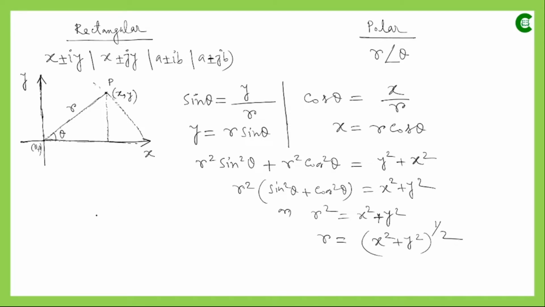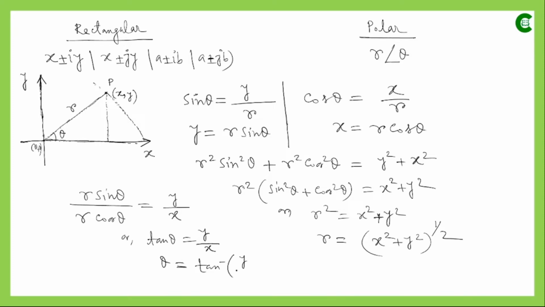And from here, again, if we want to get the theta, that angle value, it can be found this way: if we take the ratio of these two, r sine theta divided by r cos theta, it becomes y by x. So we can say that tan theta will be equal to y by x. So theta will be equal to tan inverse of y by x.